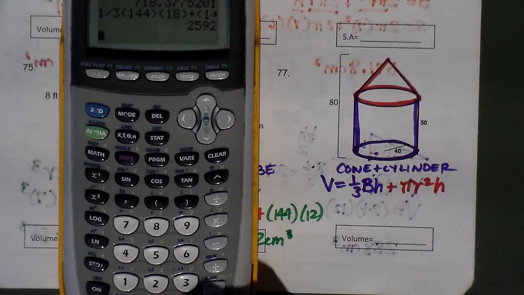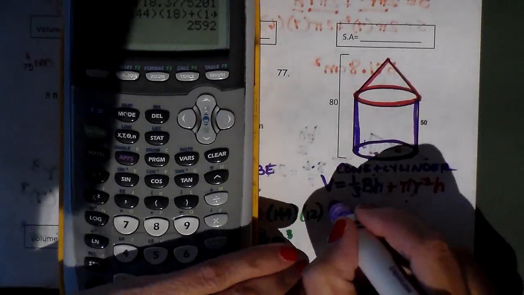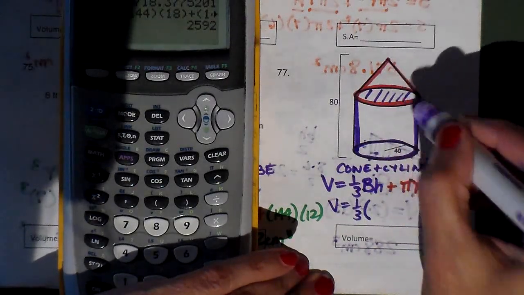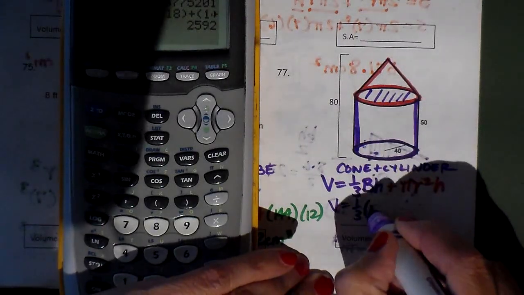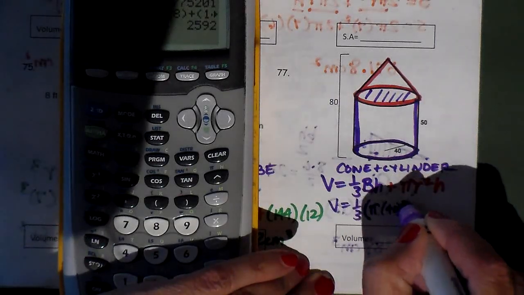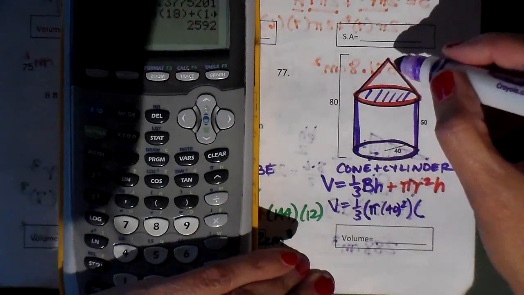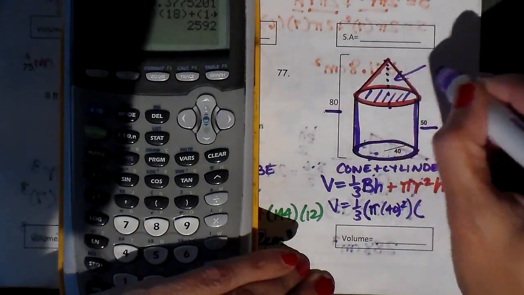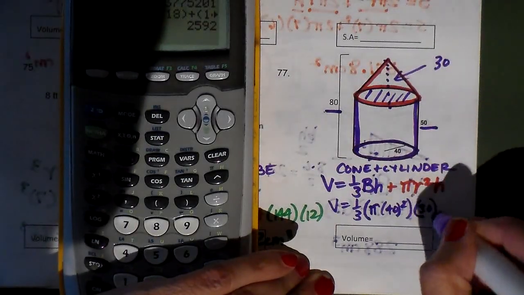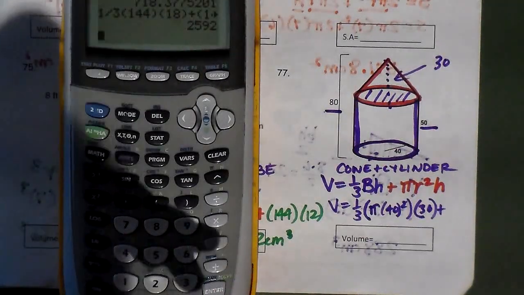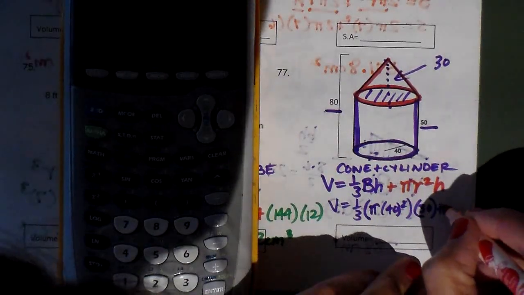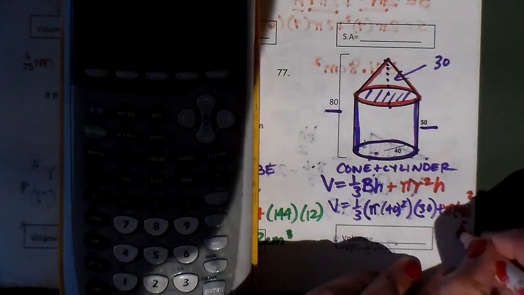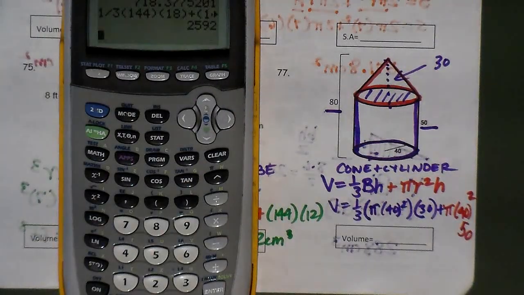Okay, cone plus cylinder. So for the cone, it's 1/3. What's the area of the base of the cone? Well, it's a circle with a radius of 40. So pi 40 squared. And then how tall is the cone? Well, if this is 50 and this is 80, that means the height of the cone is 30. Plus pi times, again, the radius is 40, 40 squared, times the height of the cylinder, which is 50. I know that's kind of hard to see because I ran out of room.